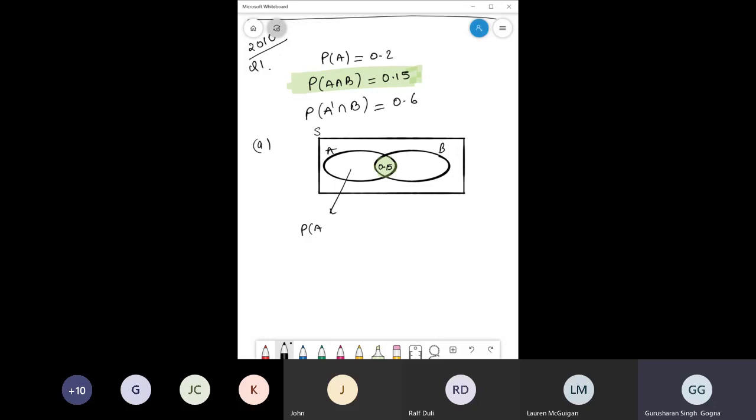So this part is actually probability of A, which means the total, and then you need to remove the intersection part from this, isn't it? I'll shade this with a different color. Probability of A means the total circle minus the green part, which is A intersection B, and this will give you the answer for this part. So P of A is given 0.2 minus 0.15. So the answer is 0.05.